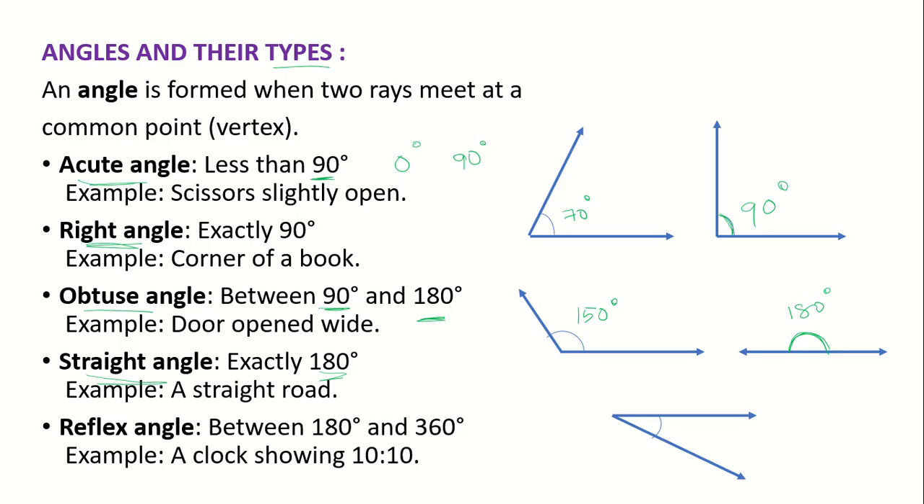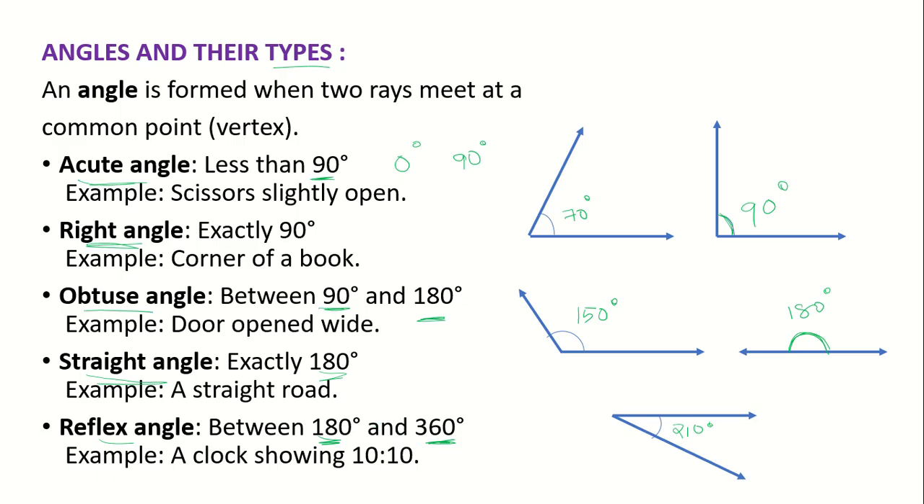Next type of angle we have is reflex angle. Reflex angle is an angle greater than 180 degrees and less than 360 degrees. So it can be 210 or any other number less than 360 and greater than 180.